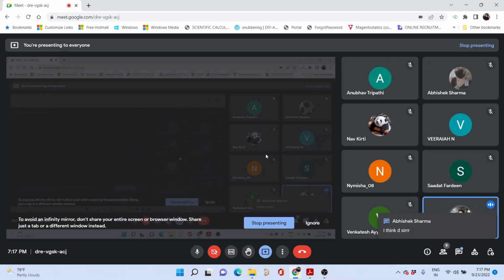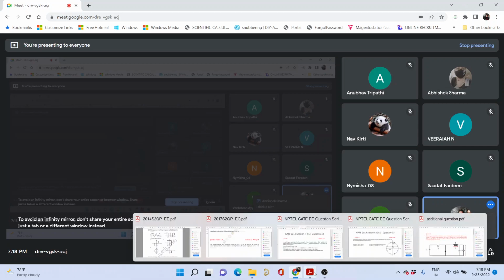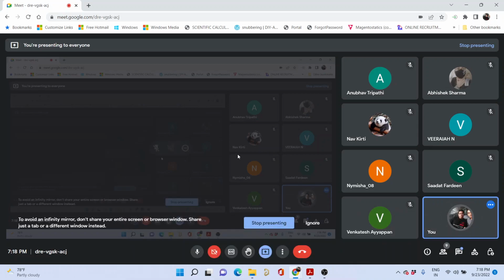You think it is D. What is D? Acha, information is not enough. Okay. Vidya has already told. Shahadat, what do you think is the answer? I think D, sir. I was not able to get any reason for it. Okay. You also think it is D. Okay. Venkatesh Ayappa, you are there in the meeting. If you are there, you can just unmute yourself if possible.